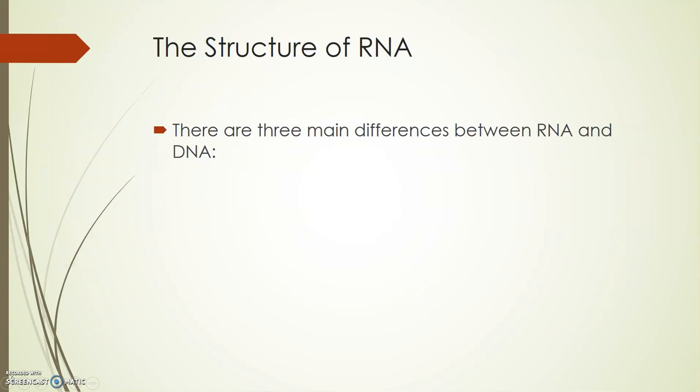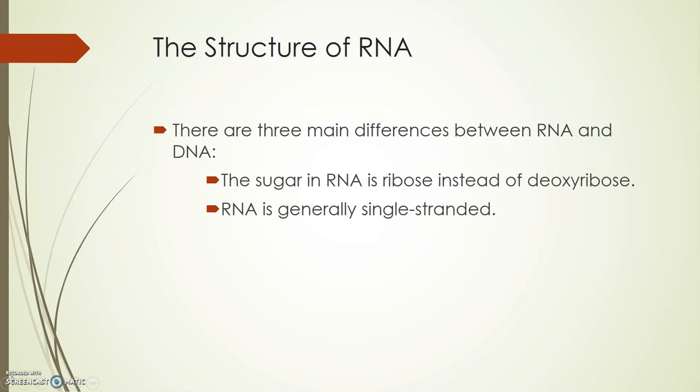There are some differences between DNA and RNA, however. The sugar in RNA is ribose, as opposed to DNA's deoxyribose. RNA is single-stranded, while DNA is double-stranded. And finally, the base uracil is used in RNA instead of thymine.